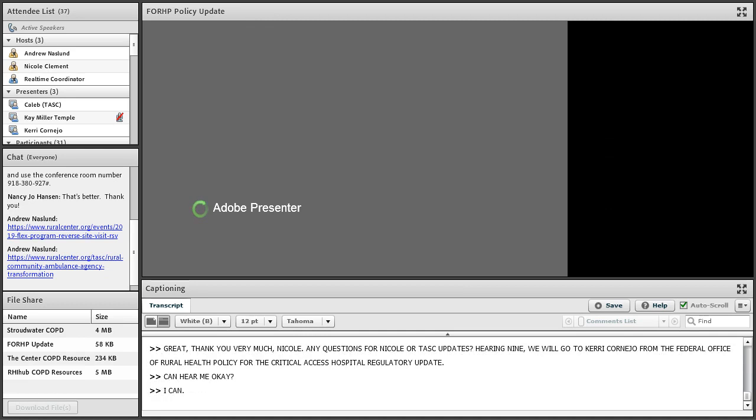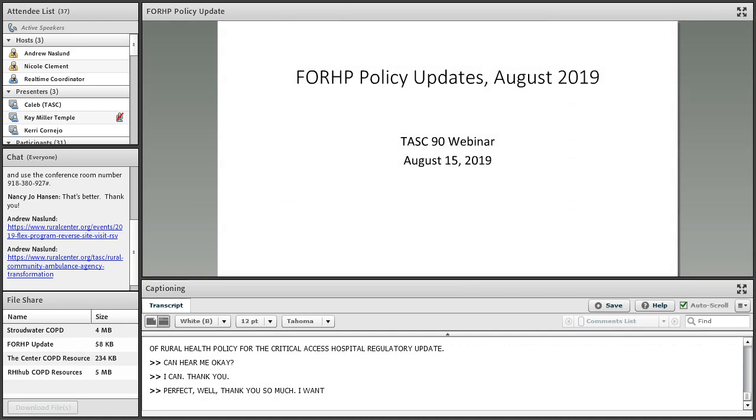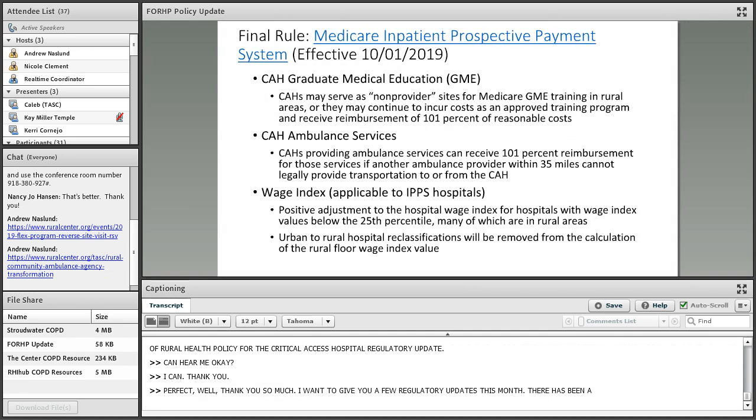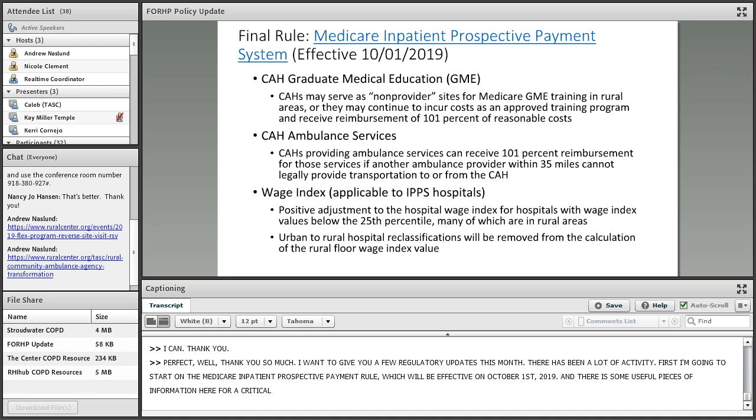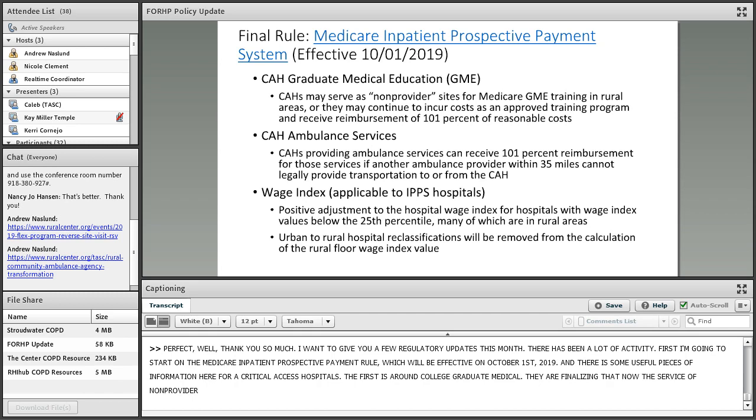I want to give you just a few regulatory updates this month. There's been a lot of activity out of CMS. First, I'm going to start on the Medicare Inpatient Prospective Payment Rule, which was recently finalized and will become effective on October 1st, 2019. And there are some useful pieces of information here for critical access hospitals. The first is around graduate medical education. In this rule, CMS is finalizing that now CAHs may serve as non-provider sites for Medicare GME training in rural areas, or they may continue to incur costs as an approved training program and receive 101% reimbursement.